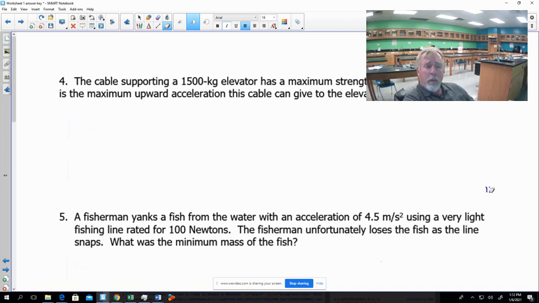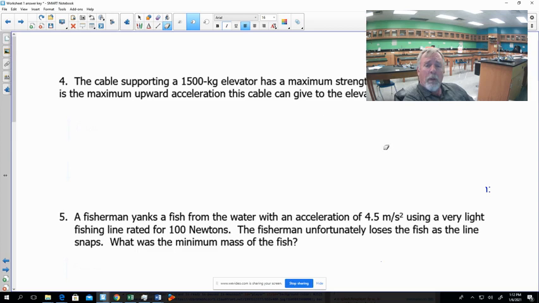This problem talks to us about an elevator, and there's a cable supporting this elevator. It's 1,500 kilograms, and the cable has a maximum strength of 21,750 newtons. The problem asks us for the maximum acceleration that the cable can give the elevator without breaking.